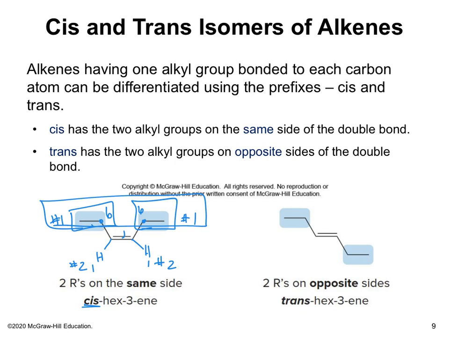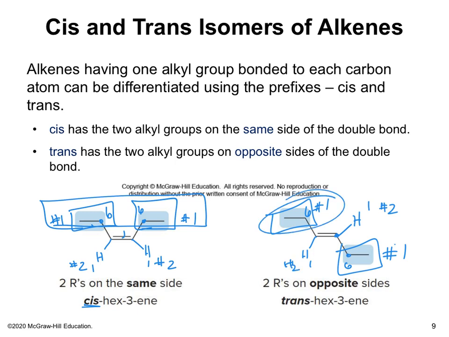Here you look at this carbon and you say, okay, that's atomic number 1, this atomic number 6. This is a number 1 priority. This is a number 2. Same thing here, dealing with a 6 and a 1. This is a number 1. This is a number 2. Where are your number 1s in relation to each other? They're across from each other. They're on opposite sides, so you have to put trans. Now, cis is also Z, so you could see the Z or E.